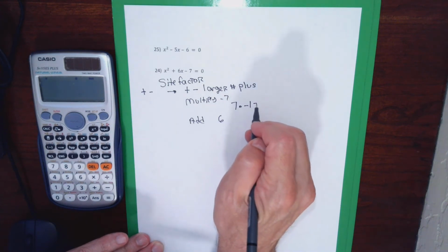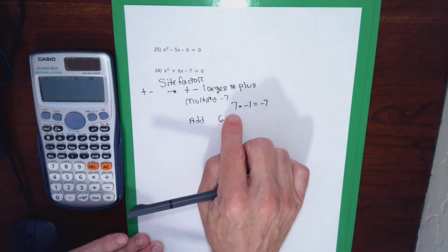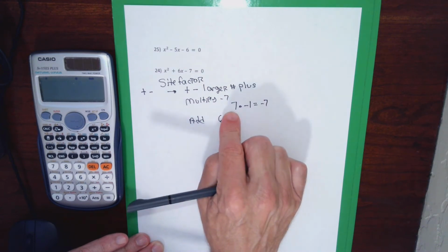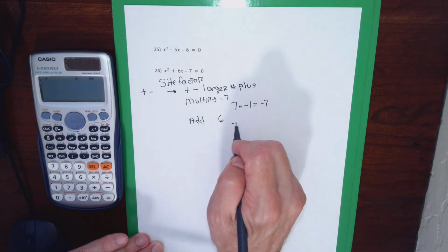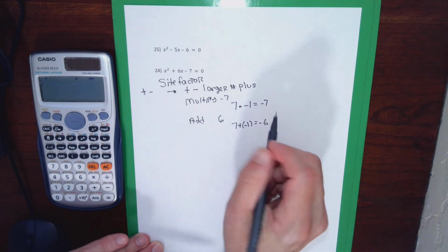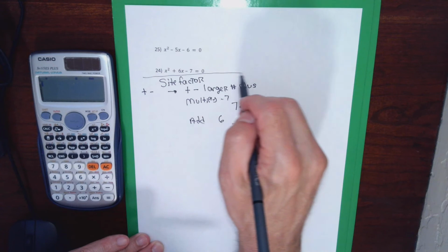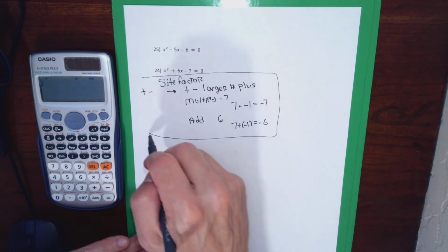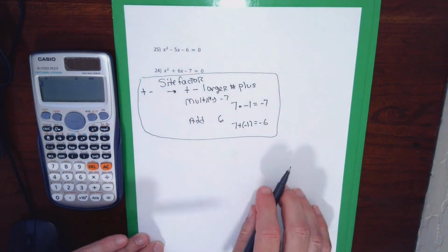7 and -1 fit the criteria. One positive, one negative, larger number positive. They multiply to -7, and if you add 7 and -1, you get +6. All of this, it'd be best if you could do it in your head. You probably shouldn't write down anything.